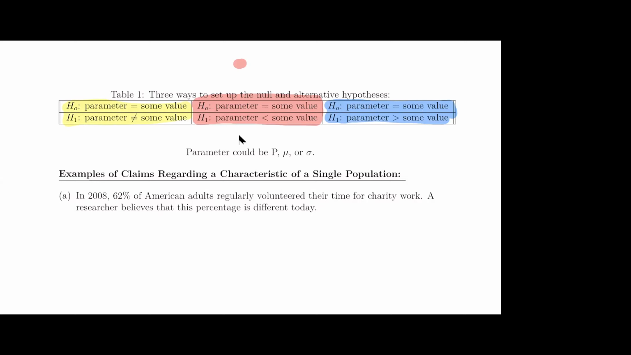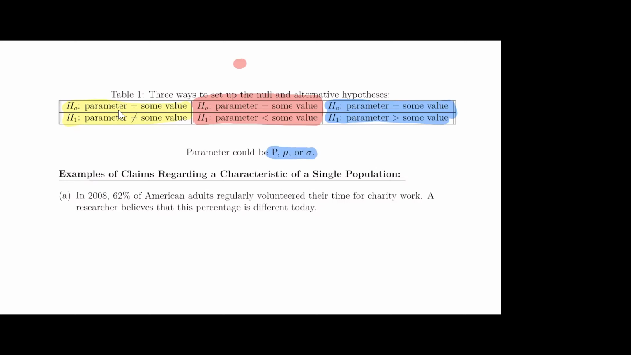All right, so we're gonna have three different sets of null and alternate hypotheses. If you look at the null hypothesis for each one of these, the ones I highlighted in yellow, red, and blue, they all say a parameter is equal to some value. So let's define what a parameter is. A parameter could be any of these three values.